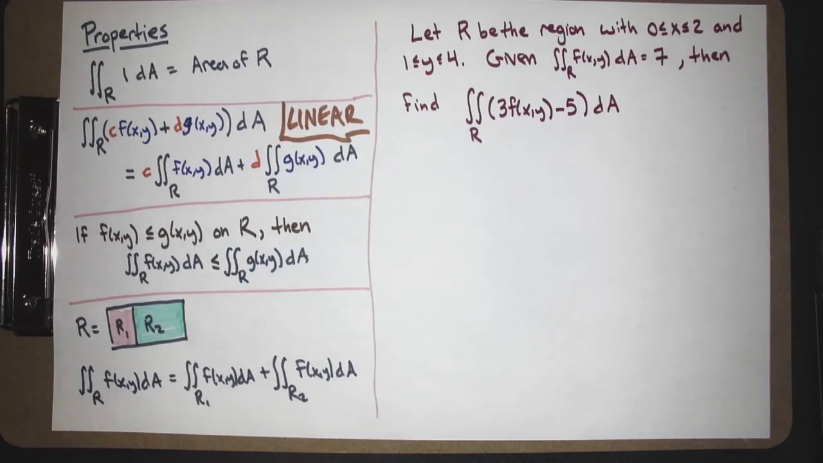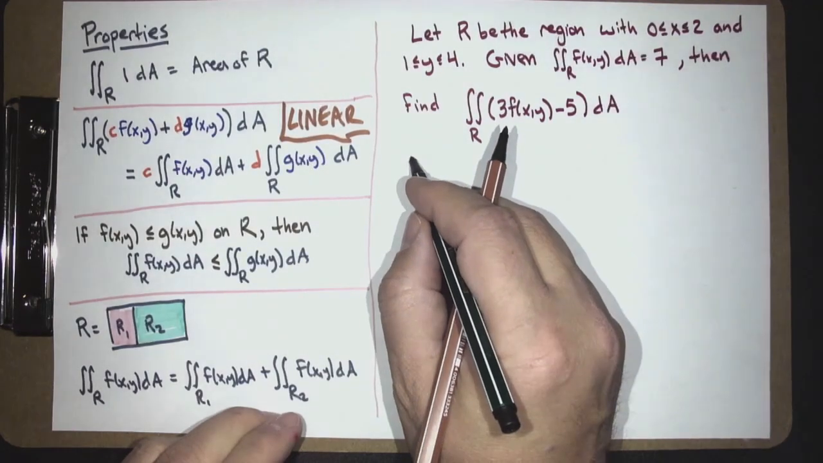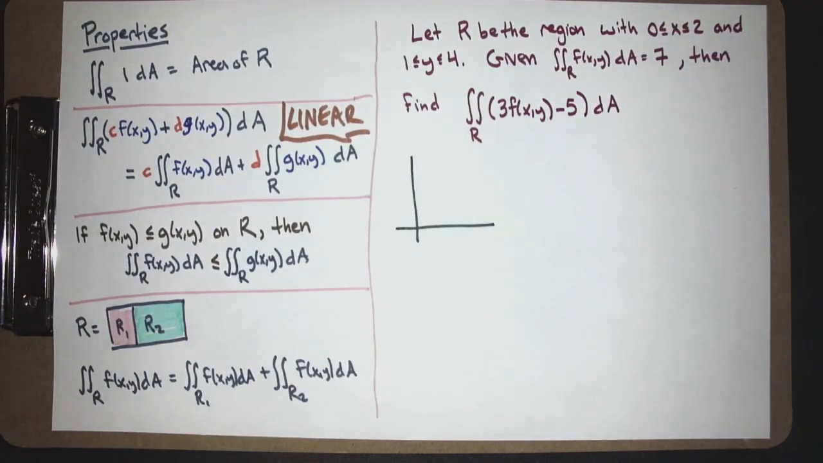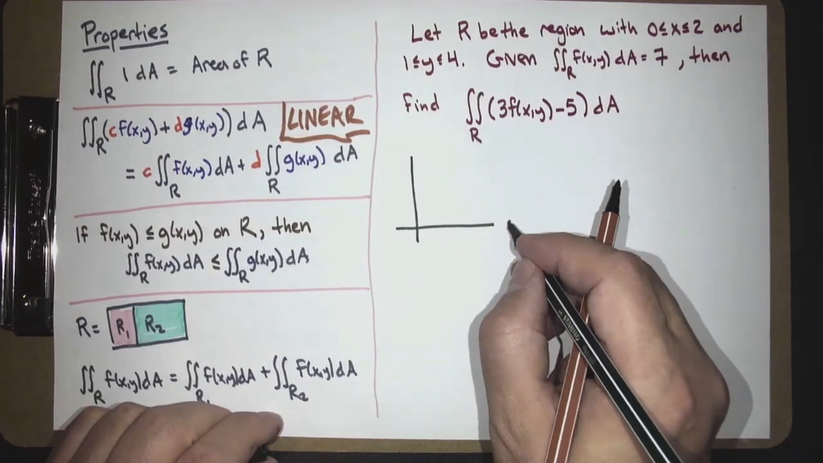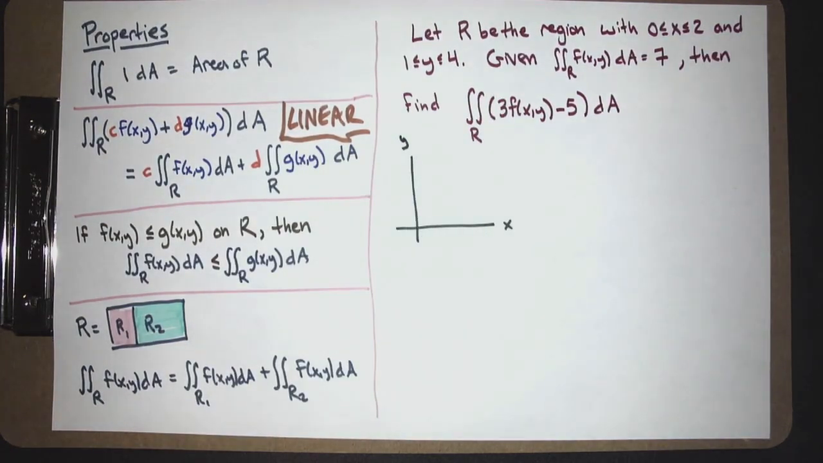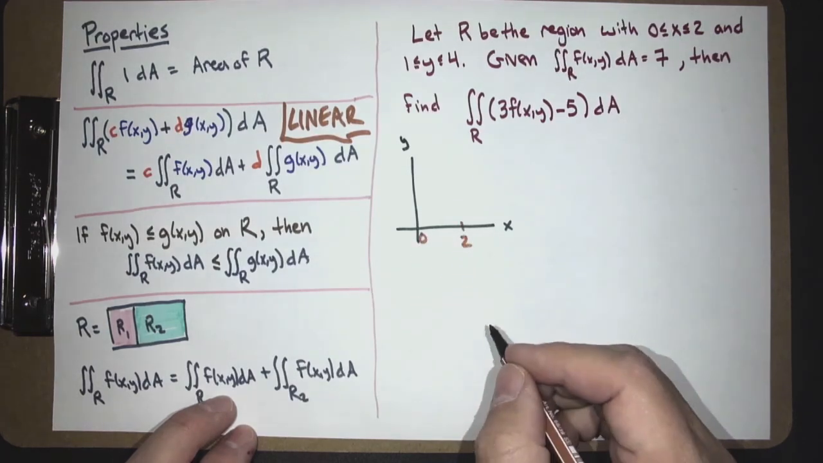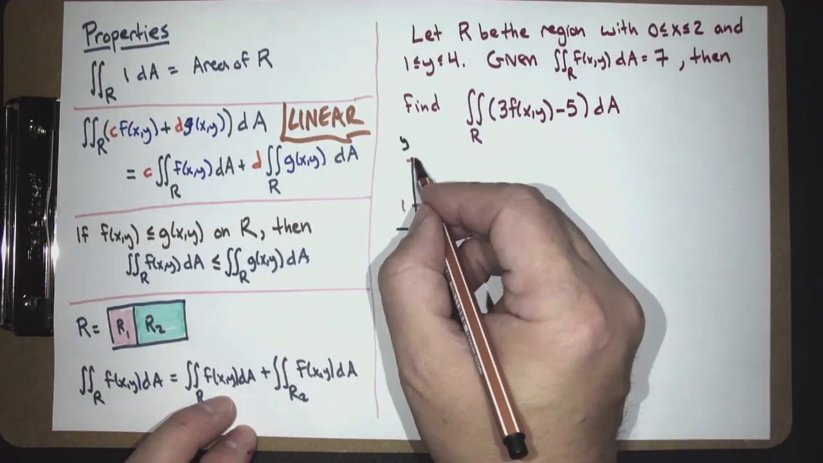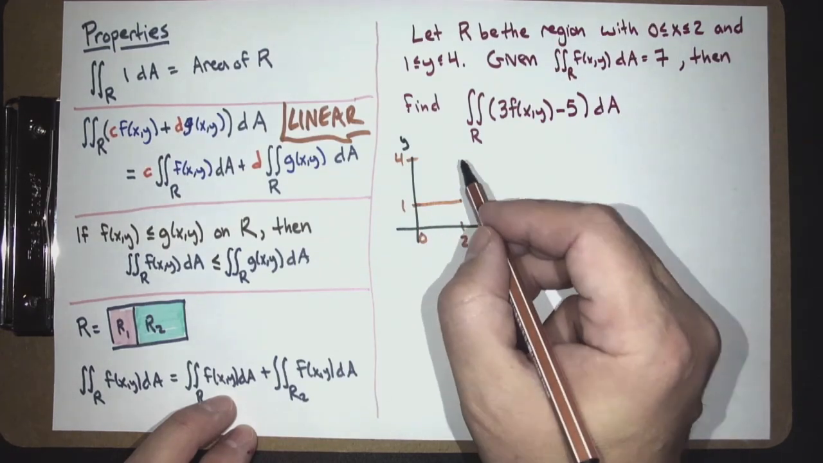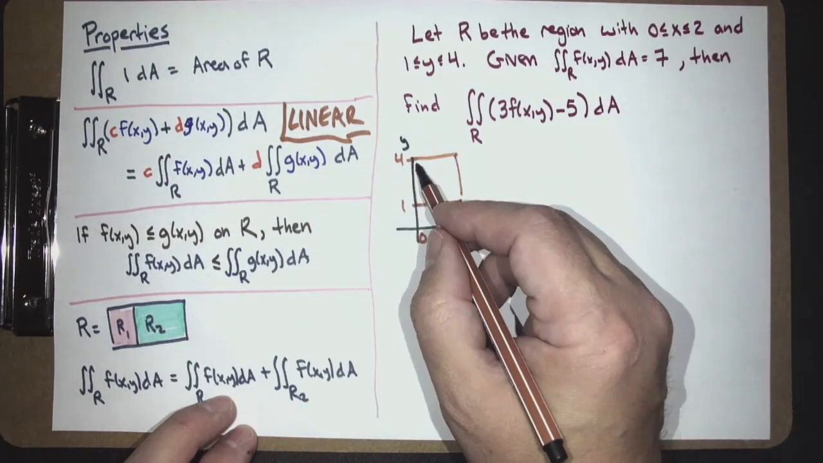So let's try this out. We have R is a region where x goes from 0 to 2 and y goes from 1 to 4. So let's sketch our region R. I'm going to think of it as a region in the xy plane. So we have x and y. X is going from 0 to 2, and y goes from 1 up to 4. So we have a rectangle.